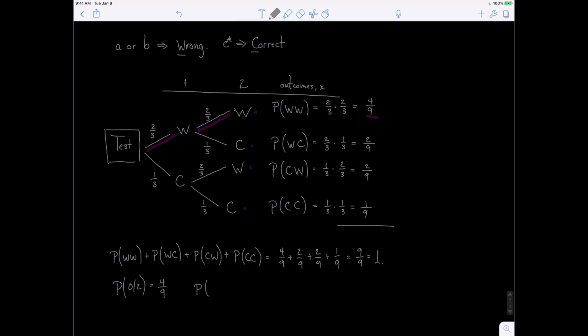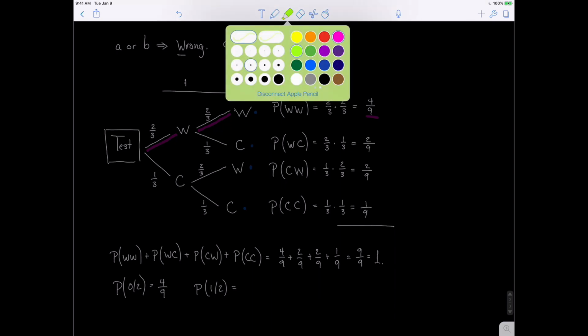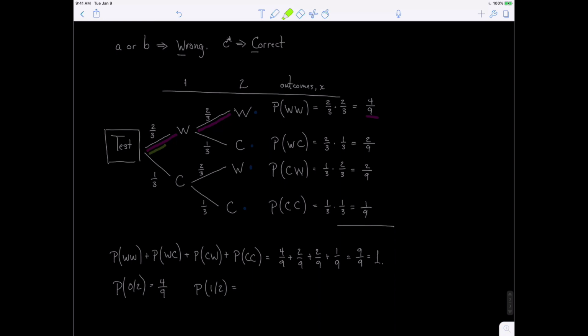Now, what's the probability of getting a score of 1 out of 2? Let's use a different color for this. How about our light green? I could be wrong on the first one and correct on the second one. That's one way. Or I could get the first one correct and then the second one wrong. And if either of those happen, I would get a score of 1 out of 2. So that came from the probability of a wrong correct plus the probability of a correct wrong. So that equals 2 ninths plus 2 ninths, which is 4 ninths.